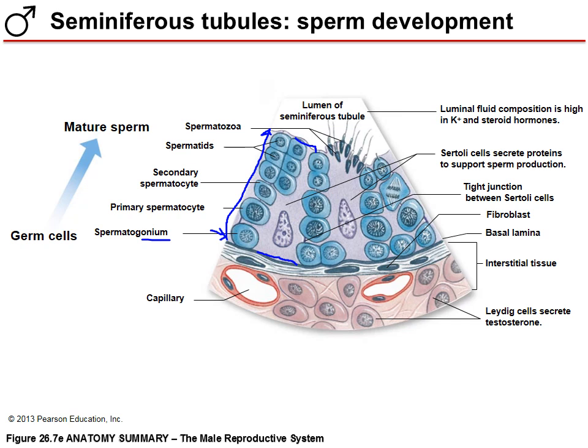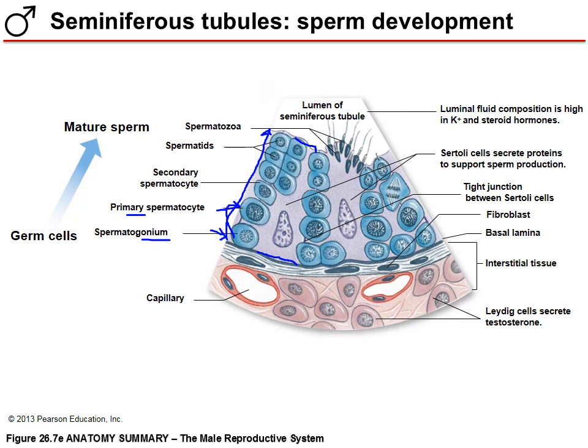From there on, some of these spermatogonia then enter meiosis. So the spermatogonia that enter meiosis then become primary spermatocytes. Remember, primary spermatocytes contain 46 duplicated chromosomes, so they contain double the amount of DNA compared to the spermatogonia.